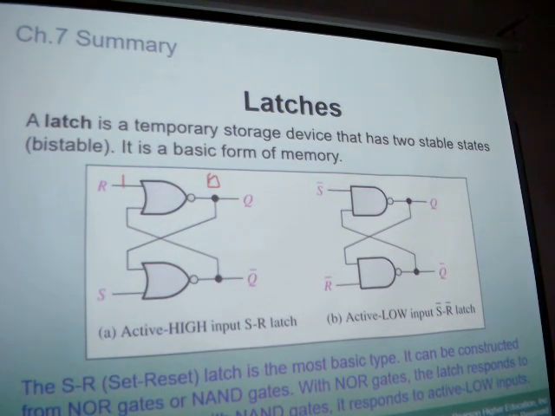This kind of latch can be constructed from NOR gates or NAND gates. With NOR gates, the latch responds to active high input. With NAND gates, it responds to active low input. If S equals 1, then Q bar equals 0, and Q equals 1.